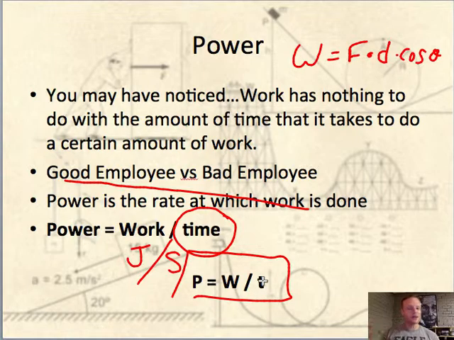Okay, so that's how power and work are different. Work is just solely looking at how much force is needed to be applied to move something a certain distance. Whereas power uses the work formula, but now you add in a component of time. How long did it take to do that?